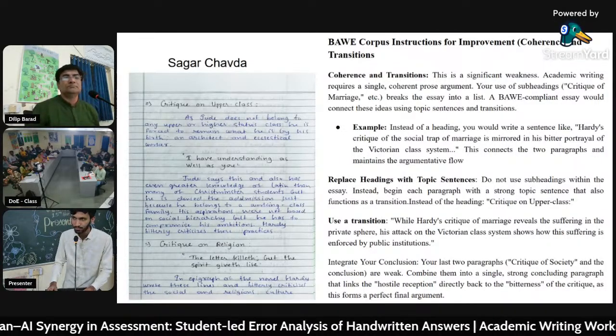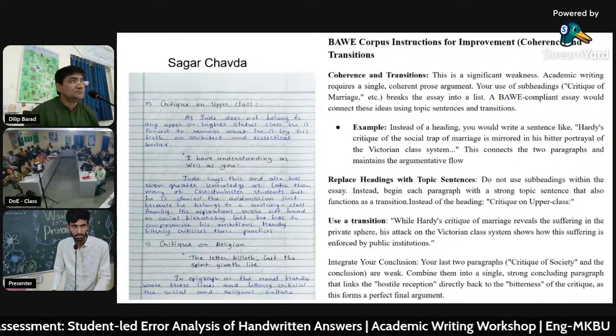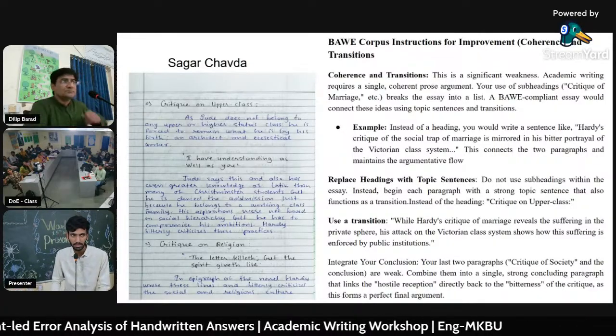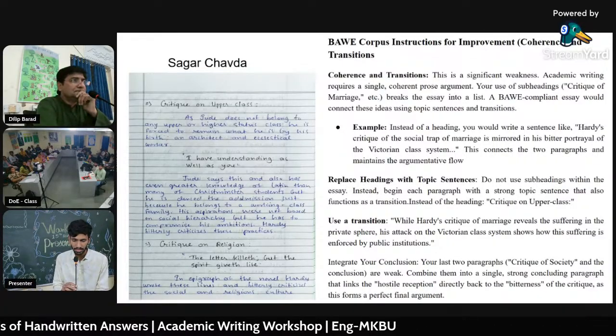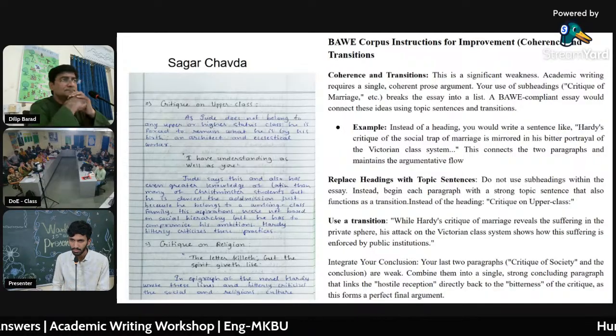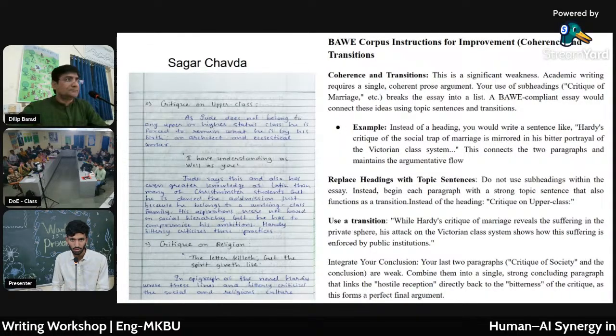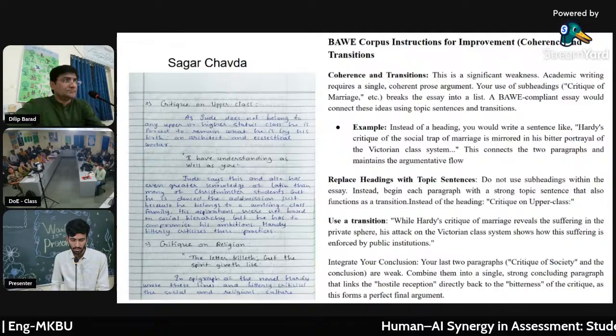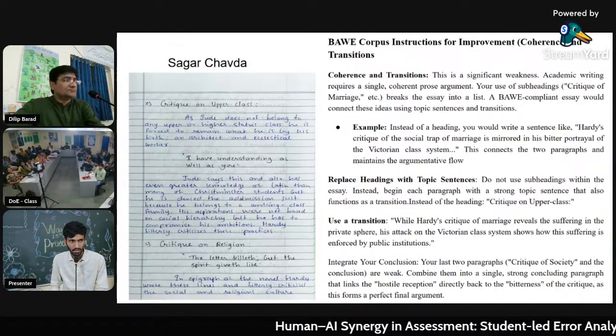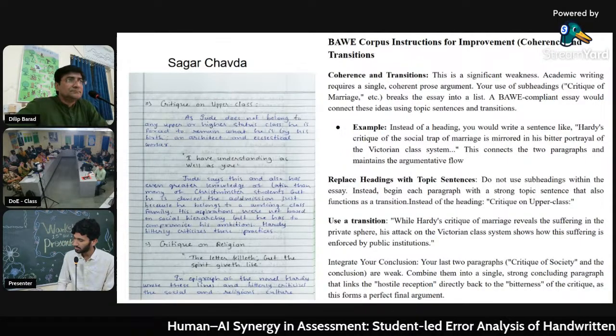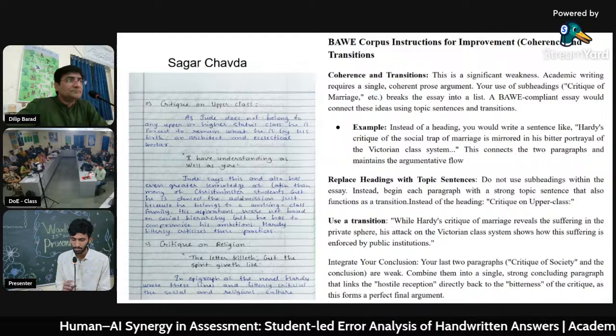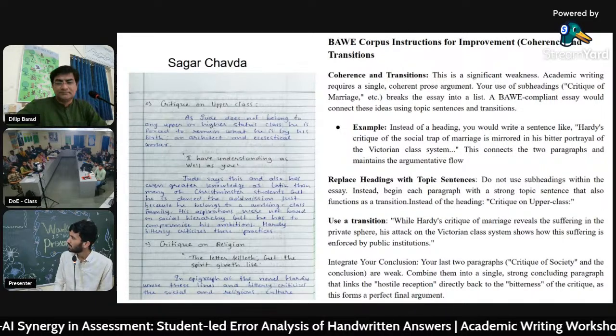Good evening, everyone. This is my answer. I gave the answer as it was in my internal exam paper, with all the mistakes and errors, to generative AI, and it analyzed my answer and gave these types of suggestions.